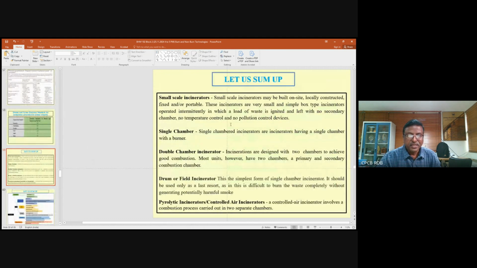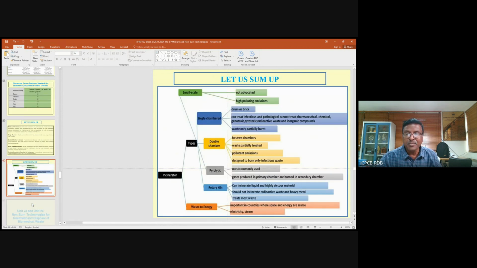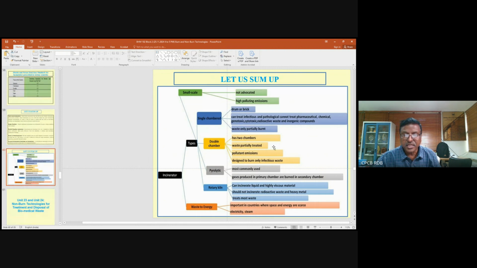Let us see, therefore, small-scale incinerators, as well as single chamber and double chamber incinerators without APCD, are not permitted in the country, whereas double chamber incinerators with APCD are permitted, rotary kiln is also permitted, and plasma pyrolysis is also permitted in the country. This is about the incinerators and their advantages and disadvantages.